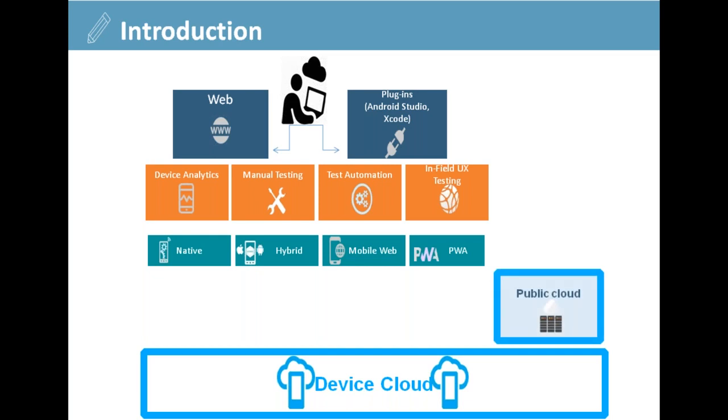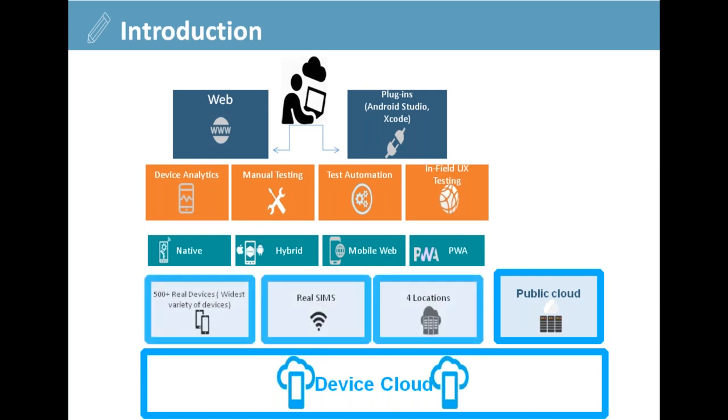So typically, there are three offerings which we have. One is public cloud. The demonstration which we'll be seeing today is from the public cloud. If you see the capabilities of public cloud, we have 500 plus real devices available on the cloud. We have devices with real operator SIMs, so you can do the testing with the networks. And we do have 4 different locations where our devices are available. We have data centers in India, US, Philippines, and Australia. So typically, you can access any device from any location remotely from your local browser and do the testing on those devices. So that's what typically a public cloud covers.